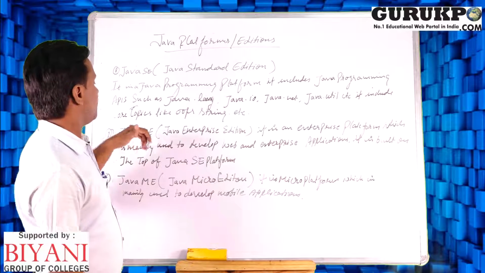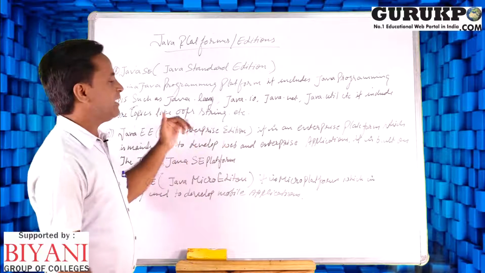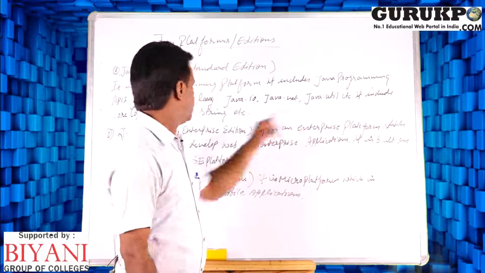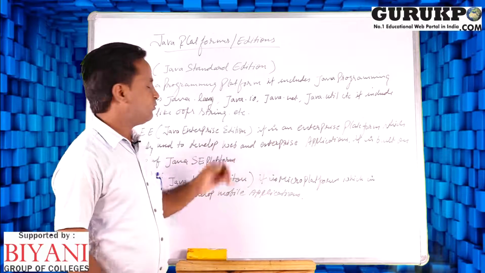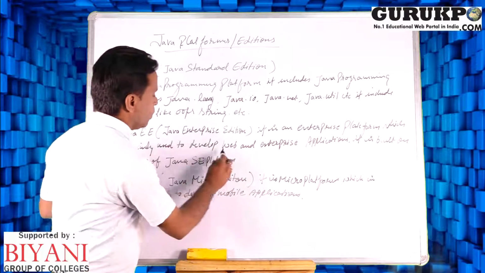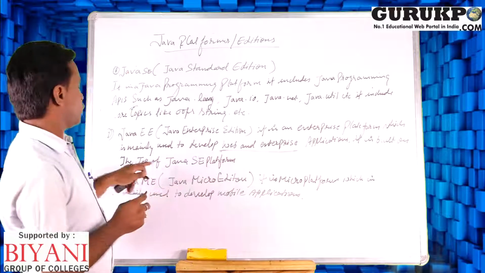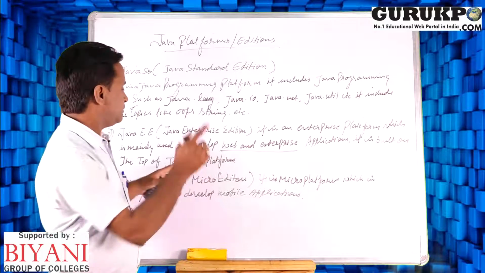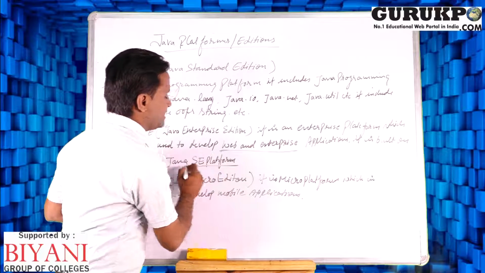Next one is Java EE, Java Enterprise Edition. Java Enterprise Edition is an enterprise platform which is mainly used to develop web and enterprise applications. It is built on top of the Java SE platform.